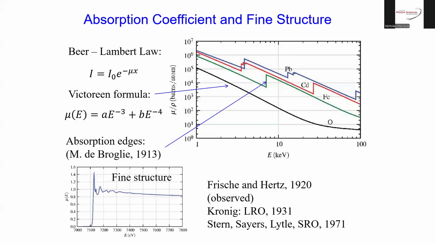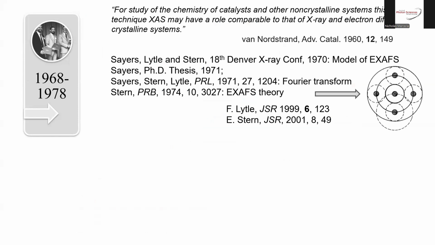He proposed in 1931 that this fine structure is due to long range order, attributing it to a structure in the material that gives rise to interference, like X-ray diffraction. But he turned out to be wrong because this fine structure was observed in materials without long range order. And it was first explained in 1971 by my postdoctoral advisor, Edward Stern, and his collaborators and students.